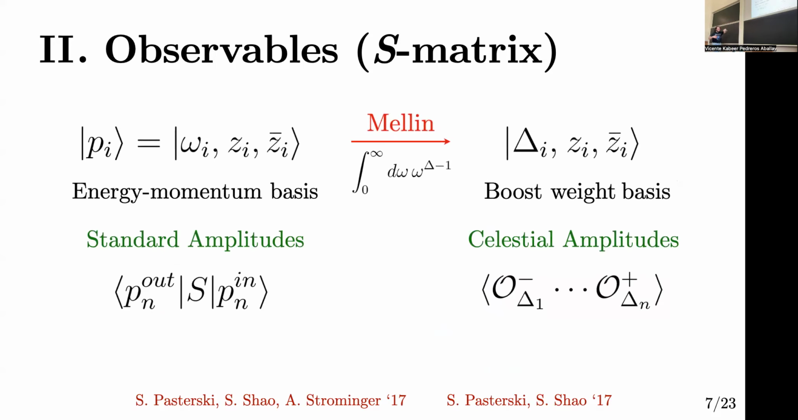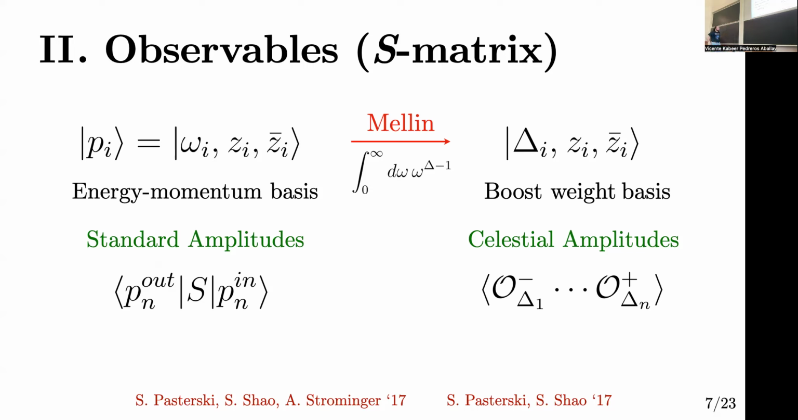So here's a small table of comparison of the two objects of interest in each basis. Of course, in the energy momentum basis, we're very much interested in computing standard amplitudes, which are given by the S matrix in the following form that I have over here. Now in the pulse wave basis, or the celestial basis, we're interested in computing celestial amplitudes, which are given by a correlation function of some operators that depend on the z and z bars and this delta. We also have these minuses and pluses, which are just telling you whether the particle was incoming or outgoing.